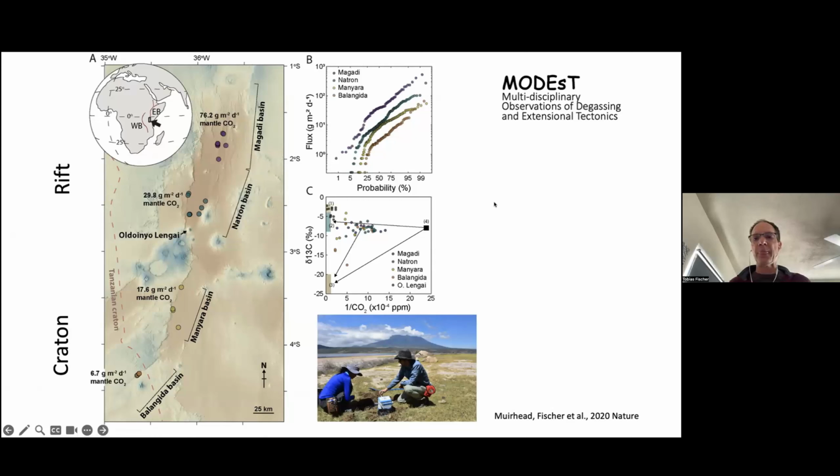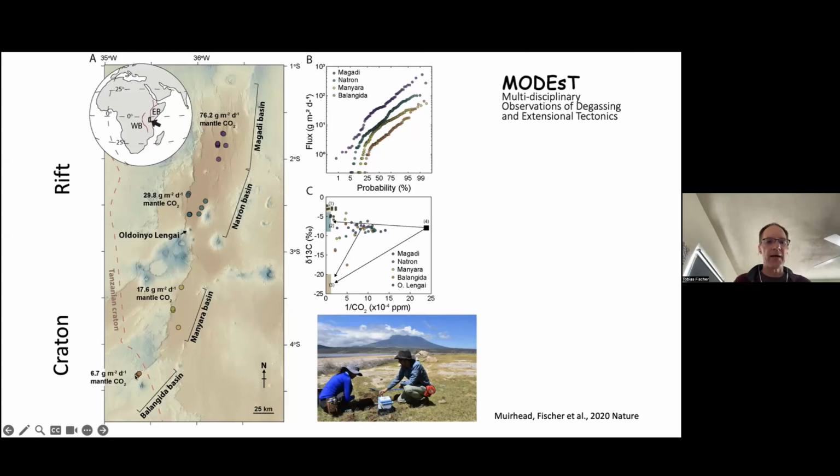From this campaign, I think we made about 1,000 measurements or more. So we have to realize that all of these are spot measurements and that they are extrapolated. And that's the best we can do right now. But what is striking, I think, is that first of all, we have CO2 fluxes from the Magadi and Natron Basin that are very different from the Manyara and Balangida Basin. So if we go from the rift, which is over here, that's Natron Magadi, onto the craton, the CO2 emissions really, really drop down.